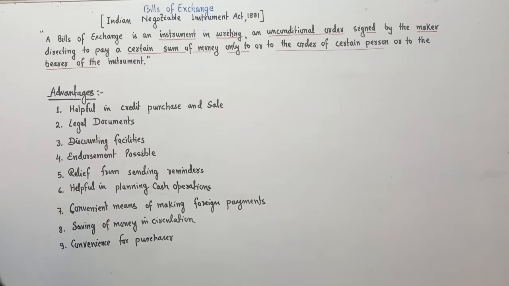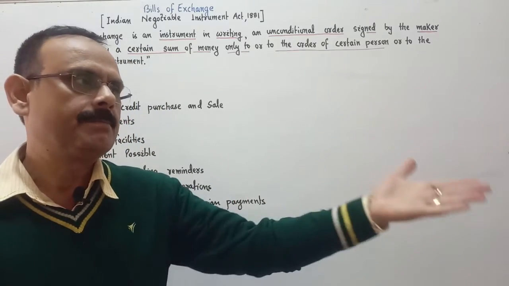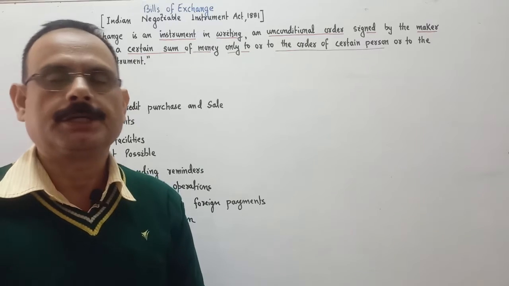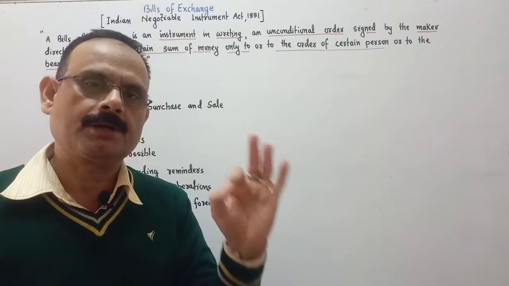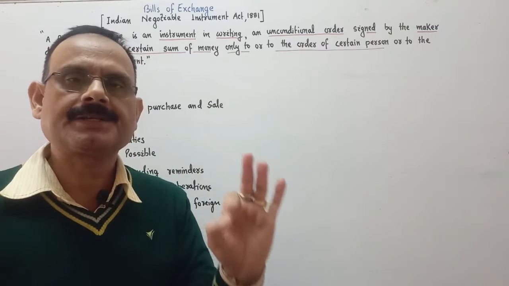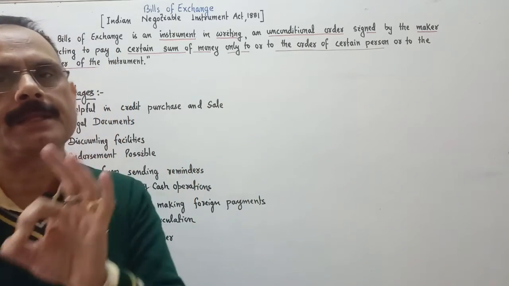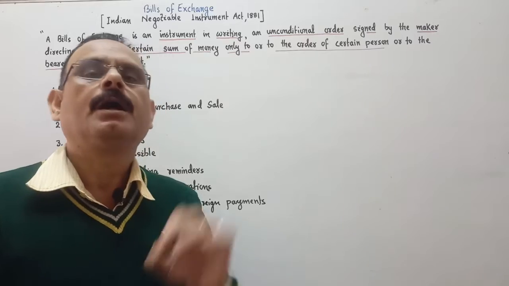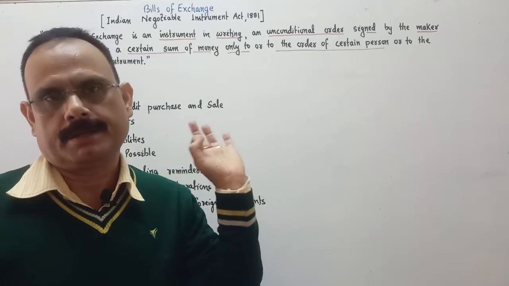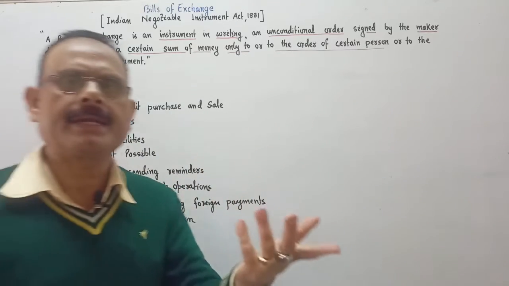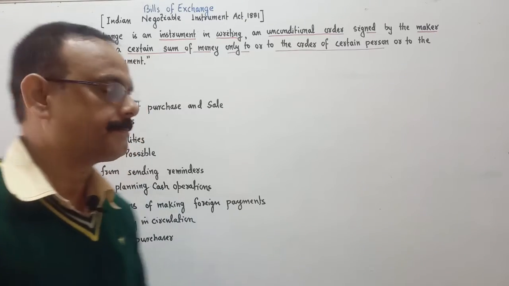Next is relief from sending reminders. There is no need for the seller to send reminders again and again to the purchaser saying the due date has come, you pay the amount. No need to send reminders, because all terms and conditions are already given on that bill, on which date the amount will be paid by the purchaser. The amount and date of payment are fixed, so no reminder is required. You may send a soft reminder before the date of maturity, but it is not necessary.